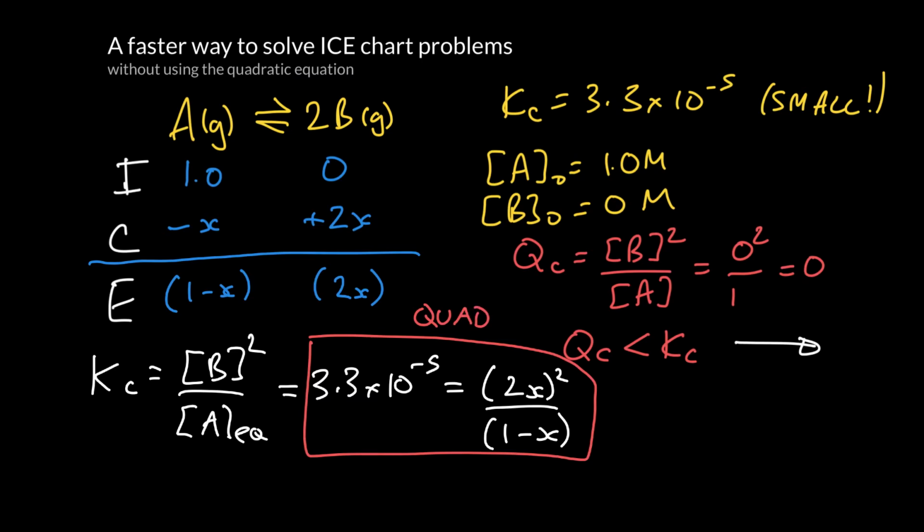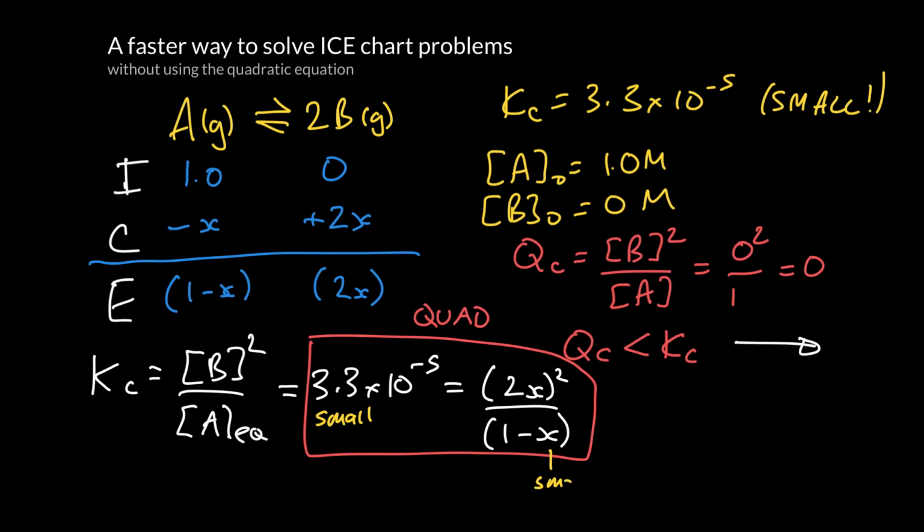But the key thing to remember here is that if the equilibrium constant is small, that means that the value of x will be small because we're not going to make a terribly large amount of B. Why is that? Well, the equilibrium constant is the concentration of products over reactants. If the equilibrium constant is small, that means the concentration of products is small, and so x itself is going to be small. So we can make this approximation here.